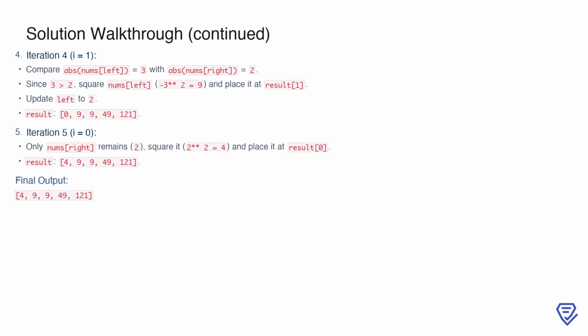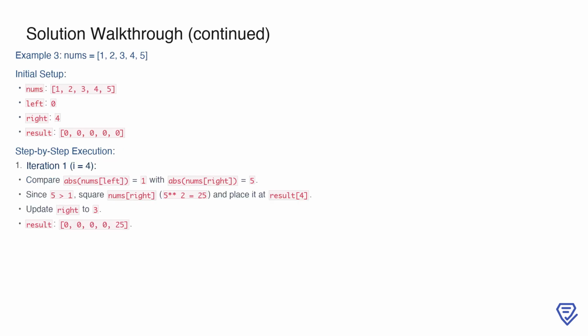Now, let's look at the third example, where the input array is 1, 2, 3, 4, 5. The left pointer starts at the beginning, and the right pointer starts at the end. The result array is initialized to all zeros, ready to store the sorted squares.